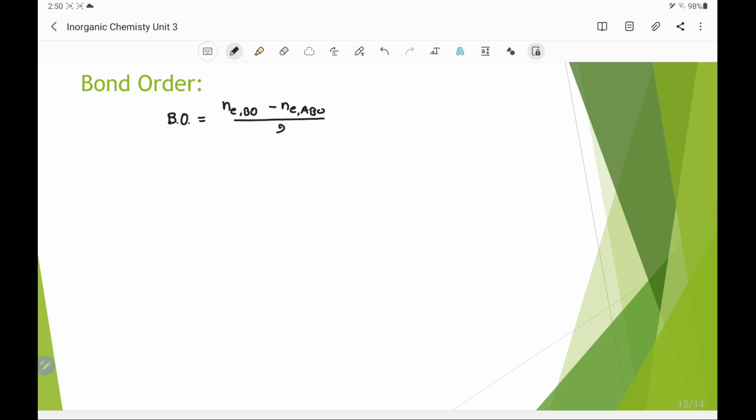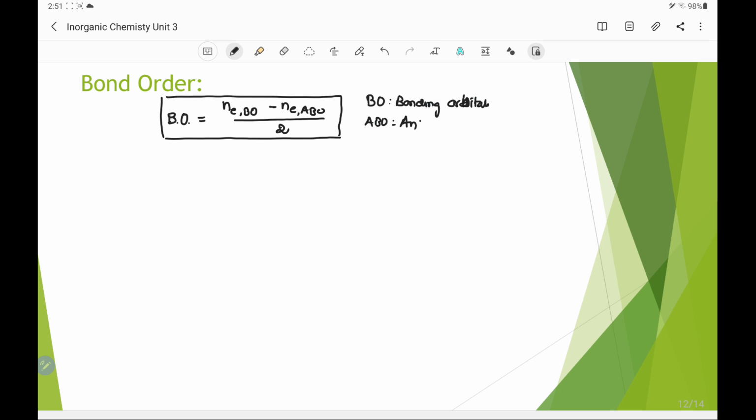divided by 2. Using this formula, we can calculate the bond order for the different molecules. For example, number 1, here BO is bonding orbitals and ABO is the anti-bonding orbitals.